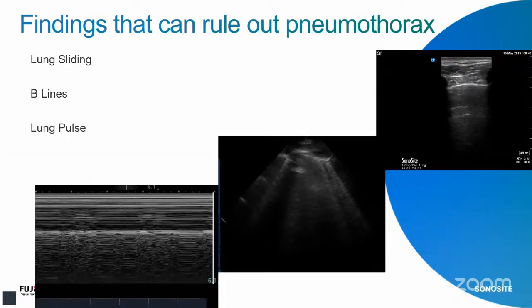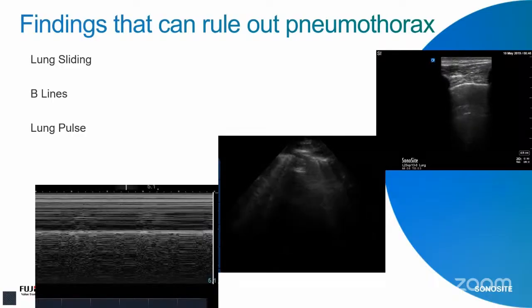So if we put these together, we have lung sliding, the presence of B lines, which cannot be seen if there is a pneumothorax, and lung pulse. We start to get a pretty robust set of indicators to rule out pneumothorax in a patient with undifferentiated shock.